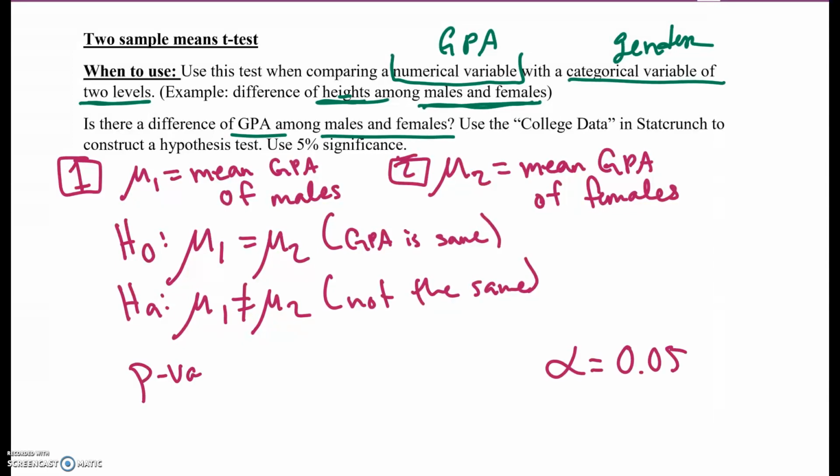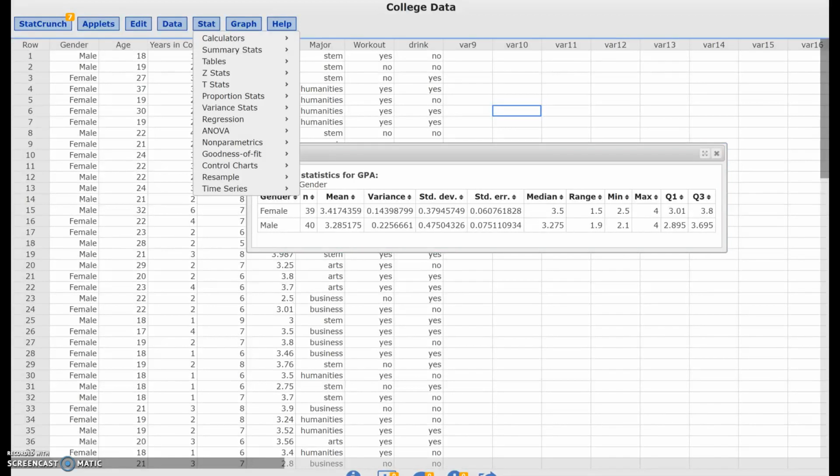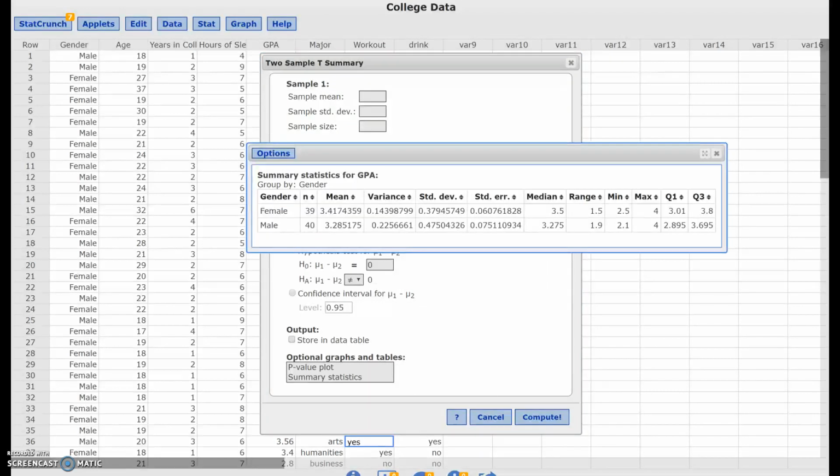Let's figure out what my p-value is going to be. Now this is going to be a z-test, a t-test. So let's go ahead and do this. We're going to click on stat. We're going to click on summary stats. We're going to click on t-stats, two sample with summary, because we're going to summarize all of this. We're going to summarize a lot of these variables.